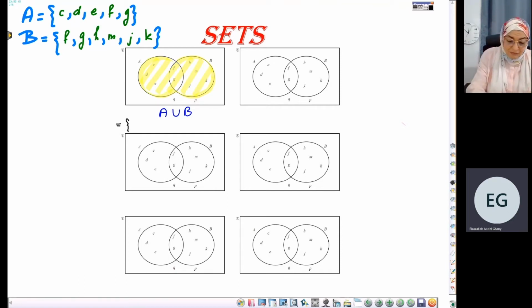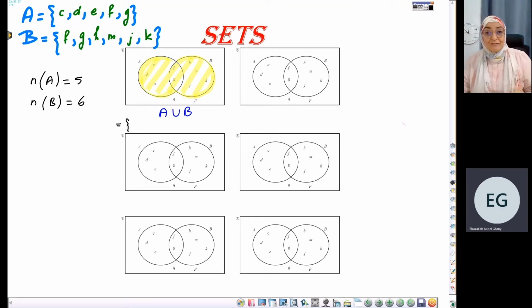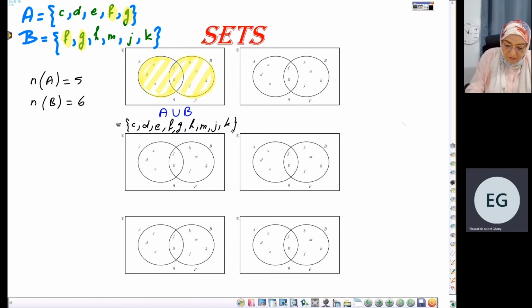Take care. If the number of elements of A is 5 and the number of elements of set B is 6, does it mean that the union has 5 plus 6, which is 11 elements? No, because F and G are repeated. F and G are mentioned in A, and F and G are also mentioned in B. So when we write them in curly brackets, we write C, D, E, F, G, H, M, J, and K. Count: 1, 2, 3, 4, 5, 6, 7, 8, 9.